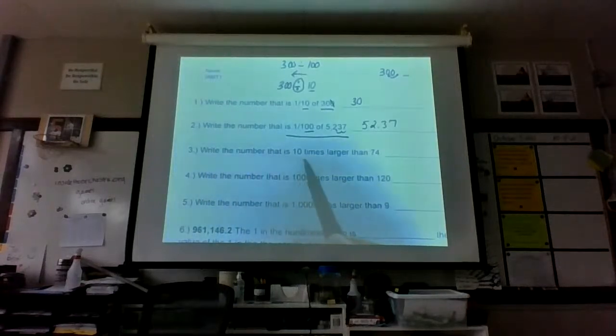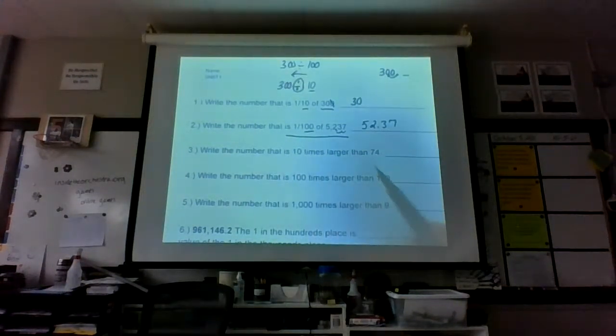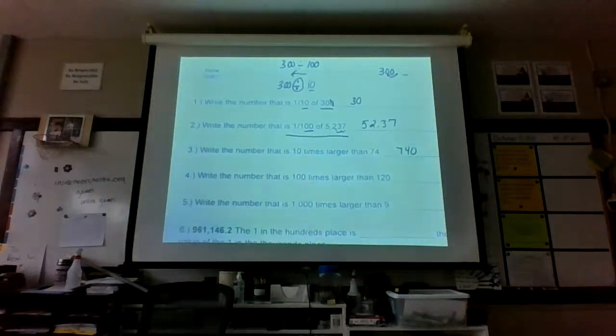Write the number that's 10 times larger than 74. When we multiply a number by 10, what do we do to it? Christian? Add a 0. So 740. Just add a 0.